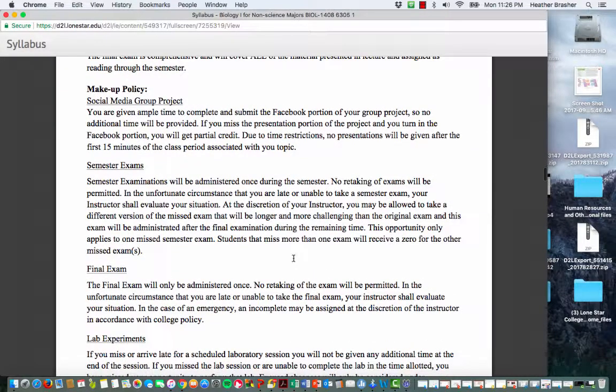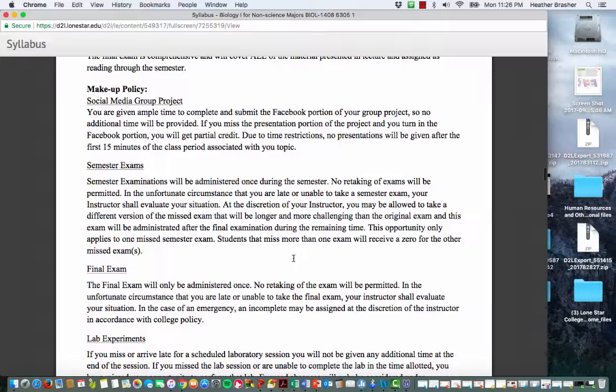For makeup policy for the social media group project, you're given ample time to complete and submit the Facebook portion of your group. You'll know based on what unit you want to do when it's due by. So if you miss the presentation portion of your project and you turn in the Facebook portion, you'll get partial credit. But if you do not turn in the Facebook portion of it, you won't get credit for that.